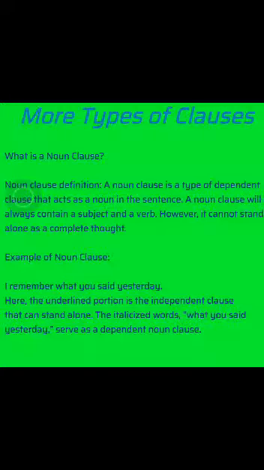Okay. That can stand alone. I remember. It is a complete thought. The italicized part is what you said yesterday. What you said yesterday serves as a dependent clause because it is an incomplete thought. What you said yesterday, it is not complete. So what is here? Noun clause.